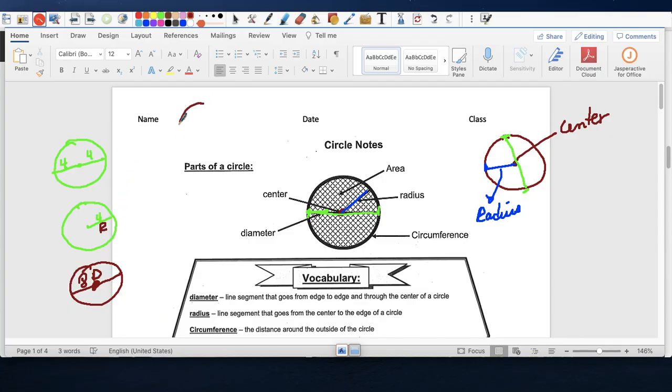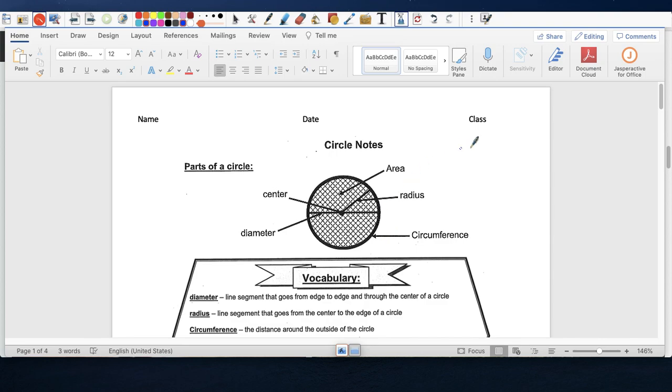So if you have a circle, and I said, hey, the diameter is 20. What's the radius? The radius would be half the diameter, which makes it 10.